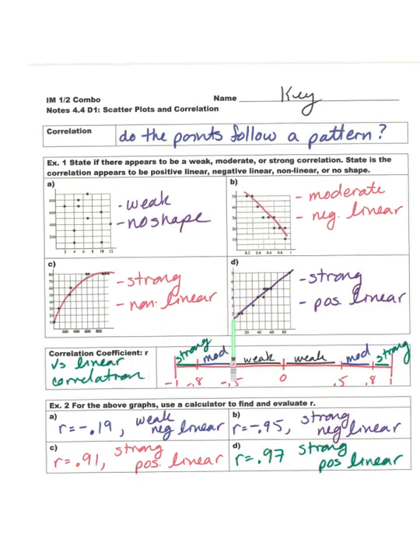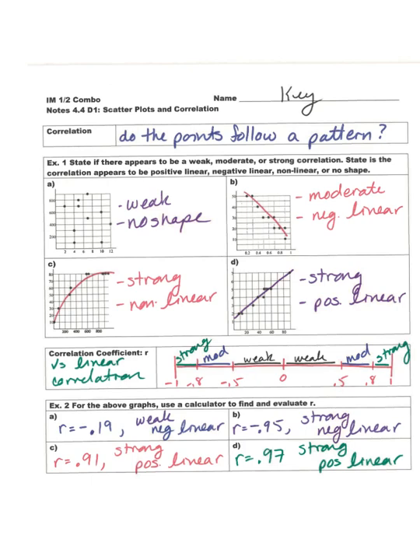And D, I can draw a line going through these points, and it hits a bunch of the points, and it's really close to the other points. So this one is definitely a strong correlation, and it's going uphill, so it's a positive linear correlation.